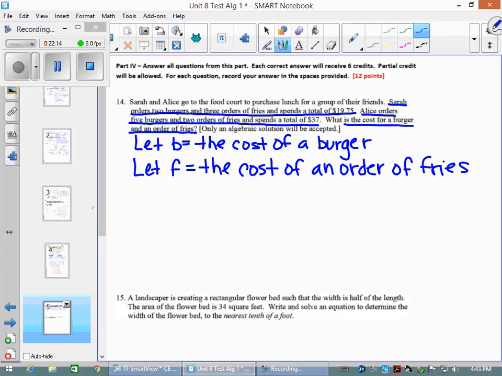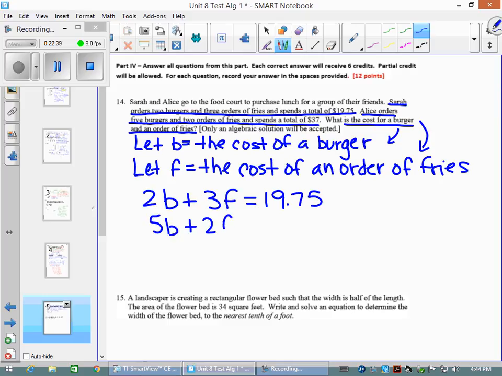Now it tells us only an algebraic solution will be accepted, so now I need to start to form some equations here to solve. So for Sarah, she's ordering 2 burgers and 3 orders of fries, and she's spending $19.75. There's my first equation. Alice orders 5 burgers and 2 orders of fries, and she's spending a total of $37. So I have a system of equations here. In order to solve for 2 variables, I need 2 equations, and I'm going to solve this using elimination.